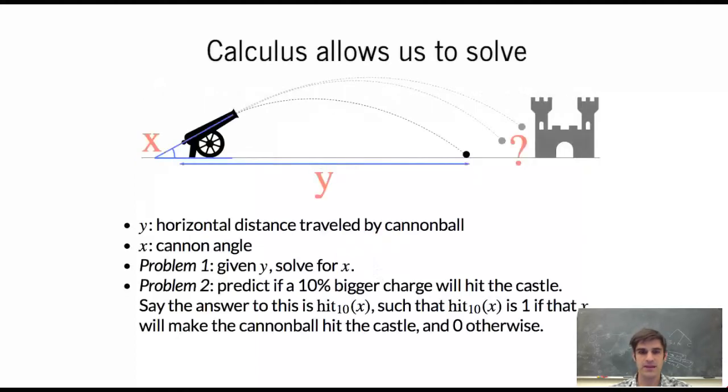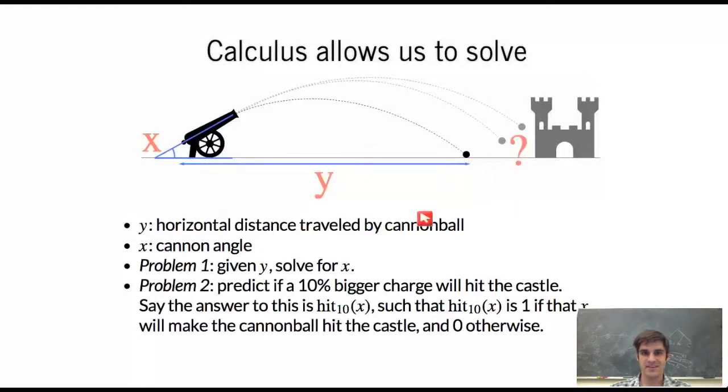So what sort of applications can we use for this? Let's say we have a cannon. The cannon has a certain angle x. So x is measuring this angle. y is an observation. So we have observed the cannonball to fly distance y.